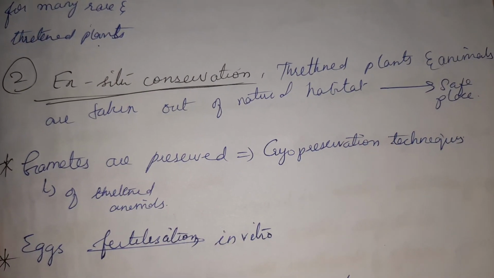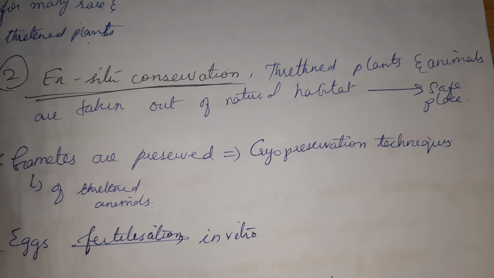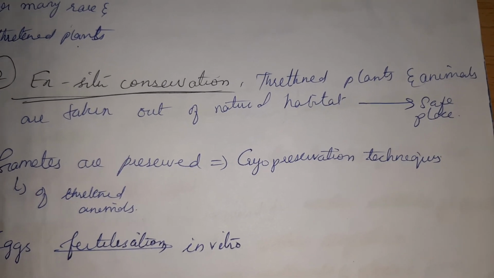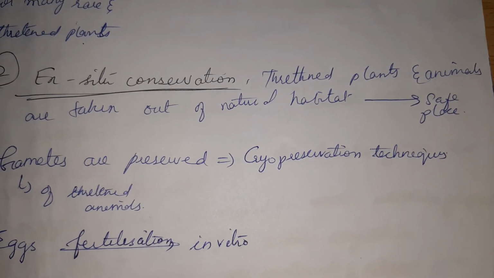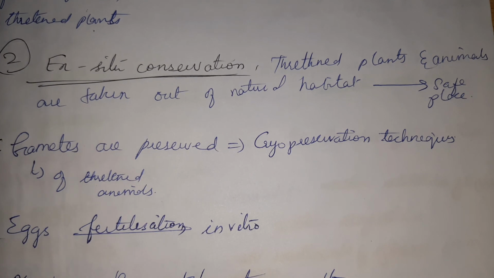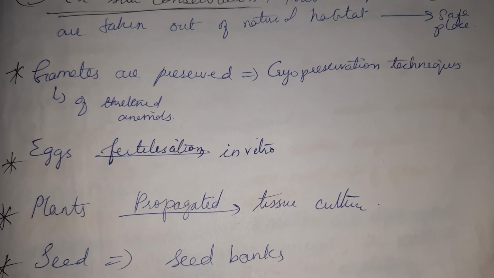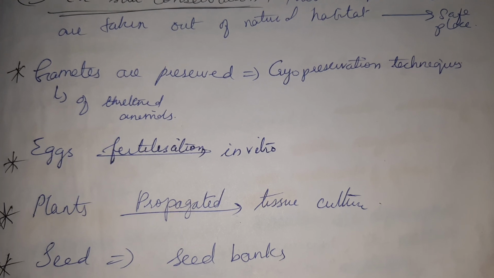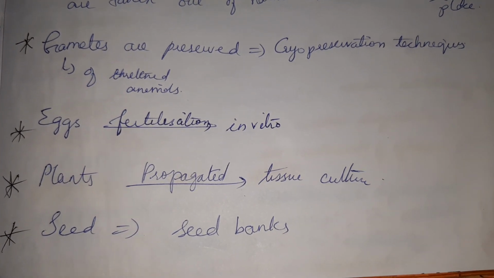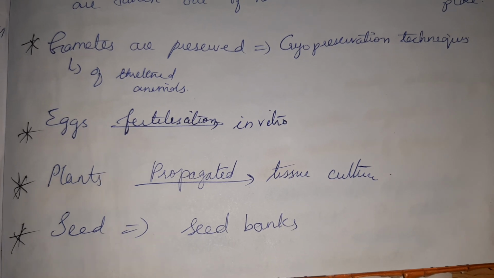The second is ex situ conservation, meaning we take naturally existing plants or animals to another safe place. Threatened plants and animals are taken out of their natural habitat to a safe place. And there are many new techniques, like gametes of those animals or plants, like seeds, being preserved by cryopreservation techniques, and eggs are also preserved and fertilized in vitro. Talking about plants, plants are propagated using tissue culture. Seeds can also be preserved in seed banks.